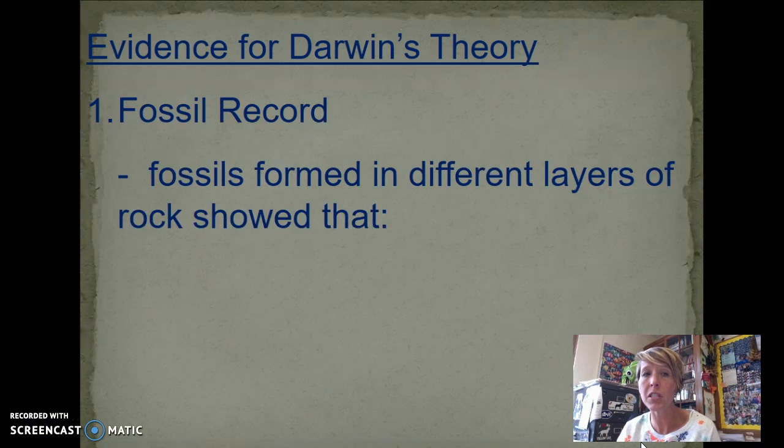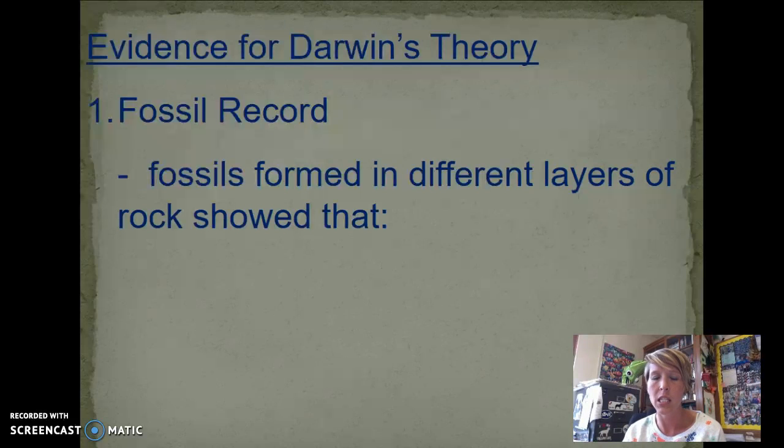So, the first line of evidence that supports Darwin's theory on evolution is the fossil record. Fossils are pieces of bones, pieces of organisms, whole bones that are put together by scientists. They could be imprints into rock. All different shapes and sizes fossils come in.